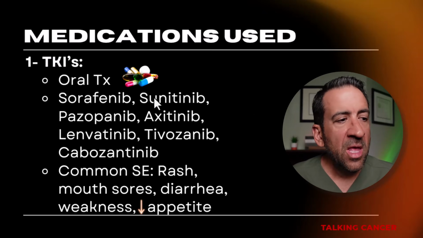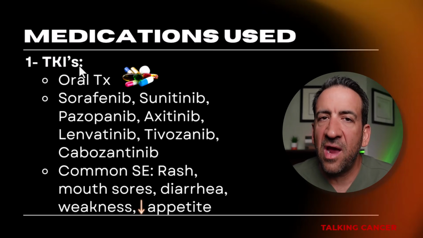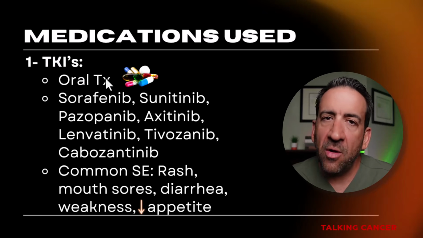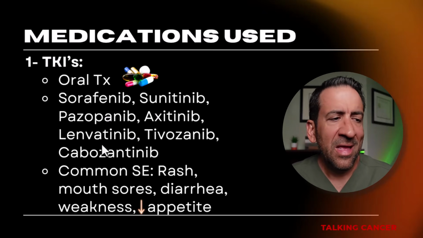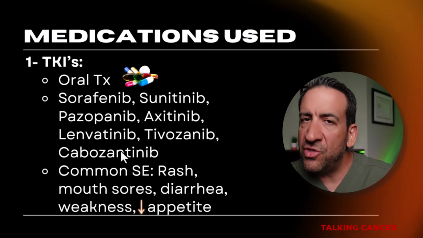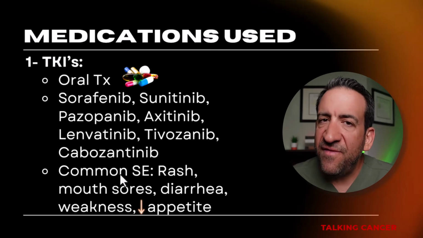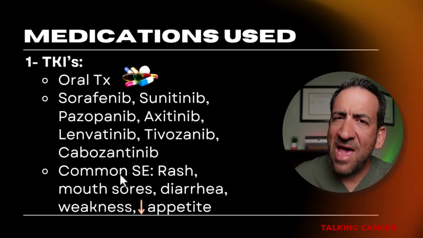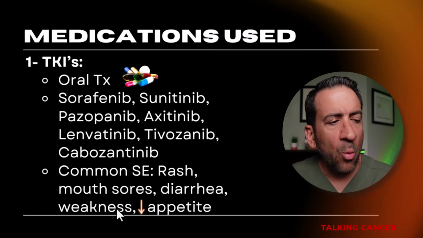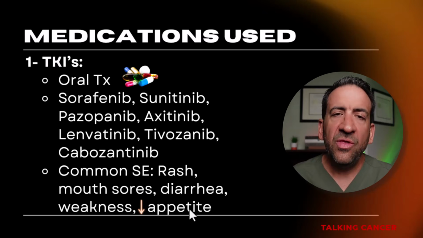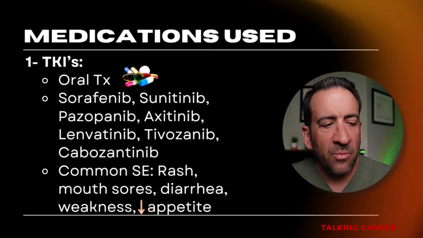So stay with me. The first thing is a group of medications that we call TKIs. TKI stands for tyrosine kinase inhibitors. They're oral therapy, and there are many. For example, sorafenib, sunitinib, pazopanib, axitinib, lenvatinib, cabozantinib. I mean, there's a bunch of them, okay? As you know, in general, most of them have very similar side effects. Some may have their particular side effect here or there, but overall, rash, mouth sores, diarrhea, weakness, decreased appetite. These are all potential side effects that these medications can give you, okay? Keep that in mind, and let's move on.